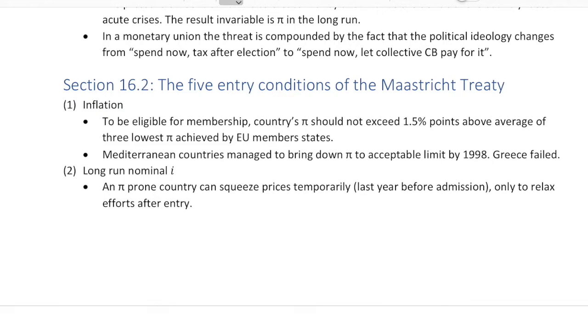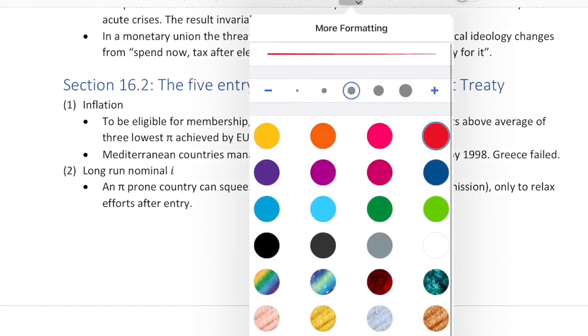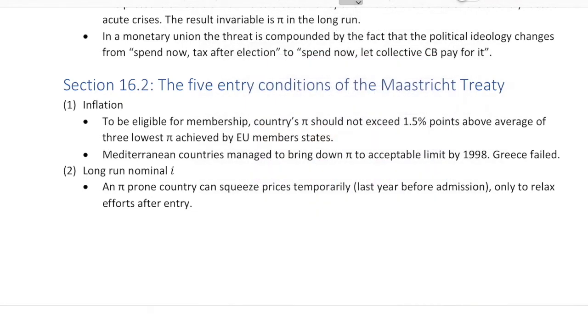Inflation. To be eligible for membership, a country's inflation should not exceed more than 1.5 percentage points above the three lowest inflation levels achieved by EU member states. So the idea is you rank inflation levels in European countries, and you average out the three lowest inflation countries, and any country that desires to join the Eurozone cannot exceed more than 1.5 percentage points above the average of those three countries. Okay.